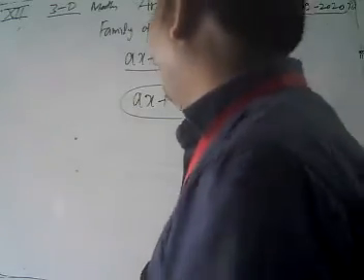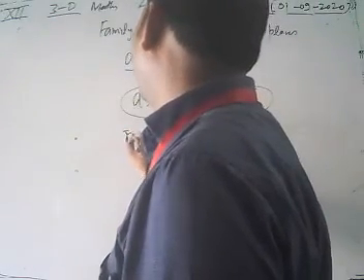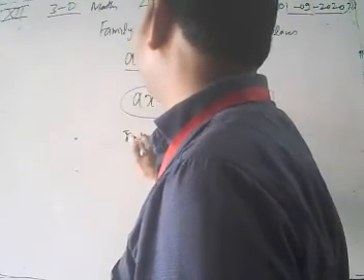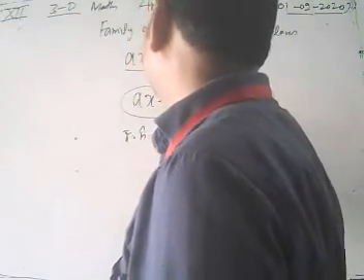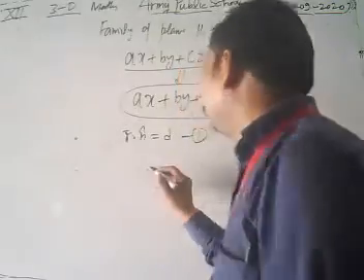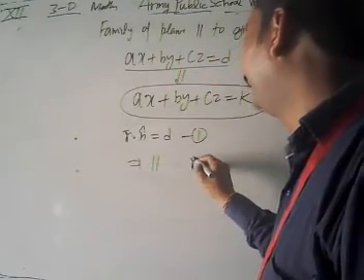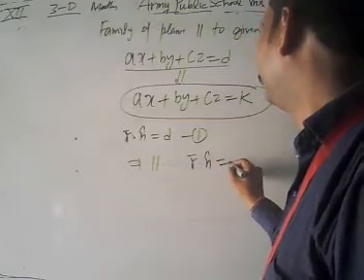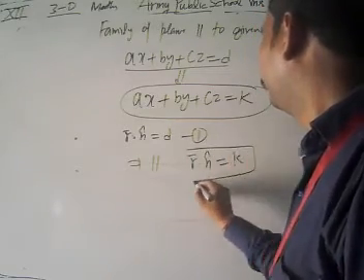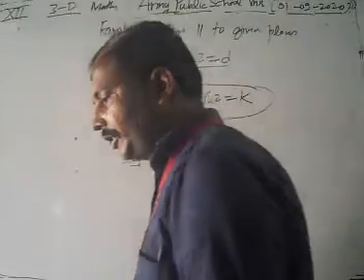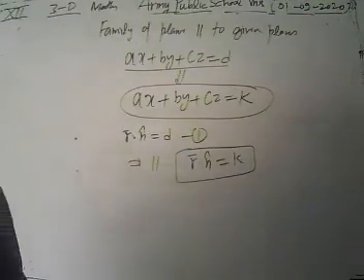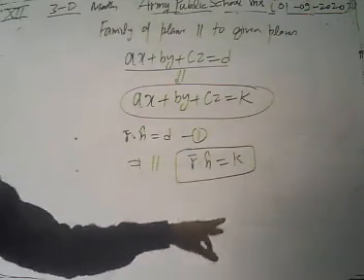Just suppose we have the equation in vector form. Then the equation of a plane parallel to this one is given by r dot n equal to k.